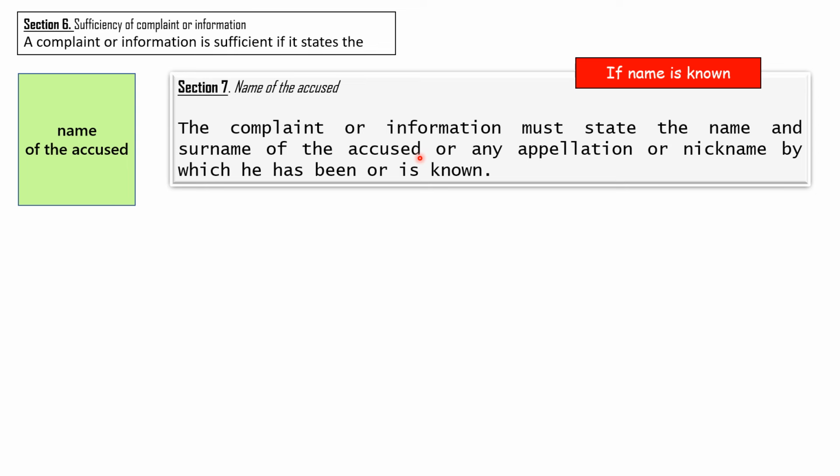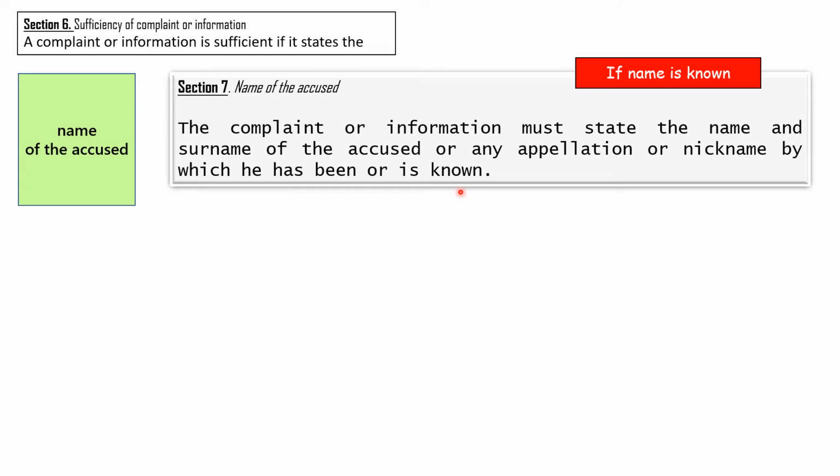But of course, not all the time you know the name and the surname of your accused, because kahit nga dyan sa mga inyong village or where you live, you do not know the full name of your neighbors. Ang alam mo lang, katabi mo si Mang Kanor, katabi mo sila Mang Tomas, or di kaya kilala mo si Kuyang Magtataho, but you do not know his full name. So in that case, the rules allow you to use any appellation or nickname by which he has been or is known.